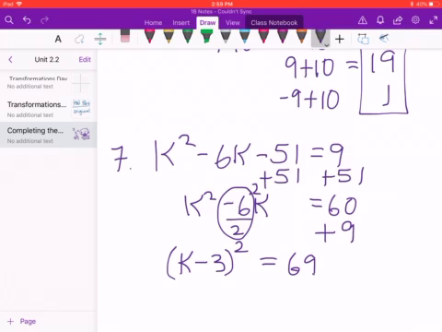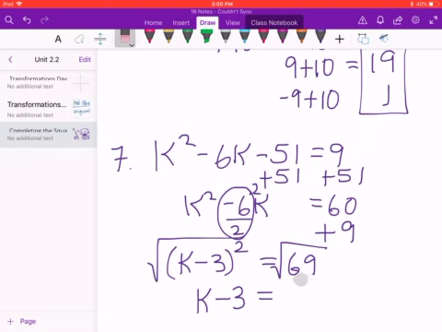And this is one that is not going to factor perfectly. I'm going to take the square root of the left, I'm going to take the square root of the right, and I'm going to end up with k minus 3 equals the square root of 69, which I don't think that simplifies, does it? It can be divisible by 23 times 3. So no, it's not going to simplify. So k minus 3 equals the positive and the negative square root of 69.